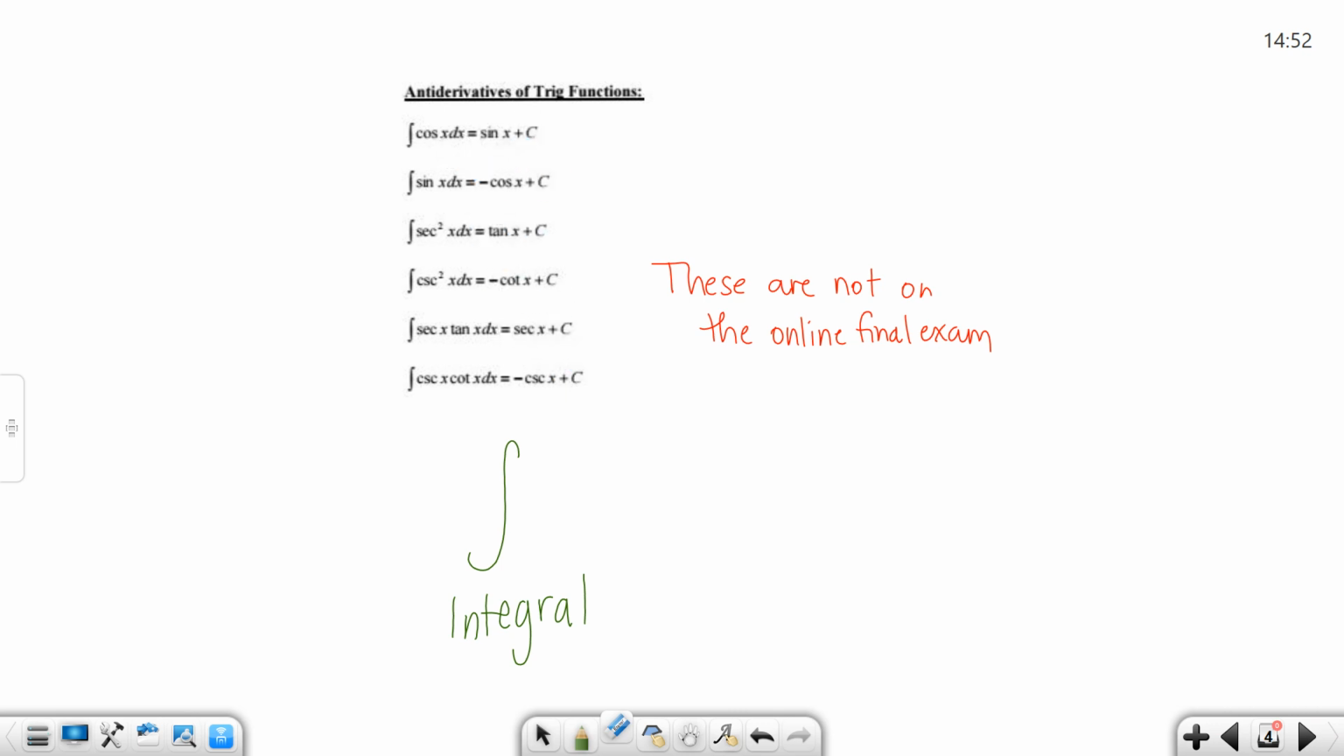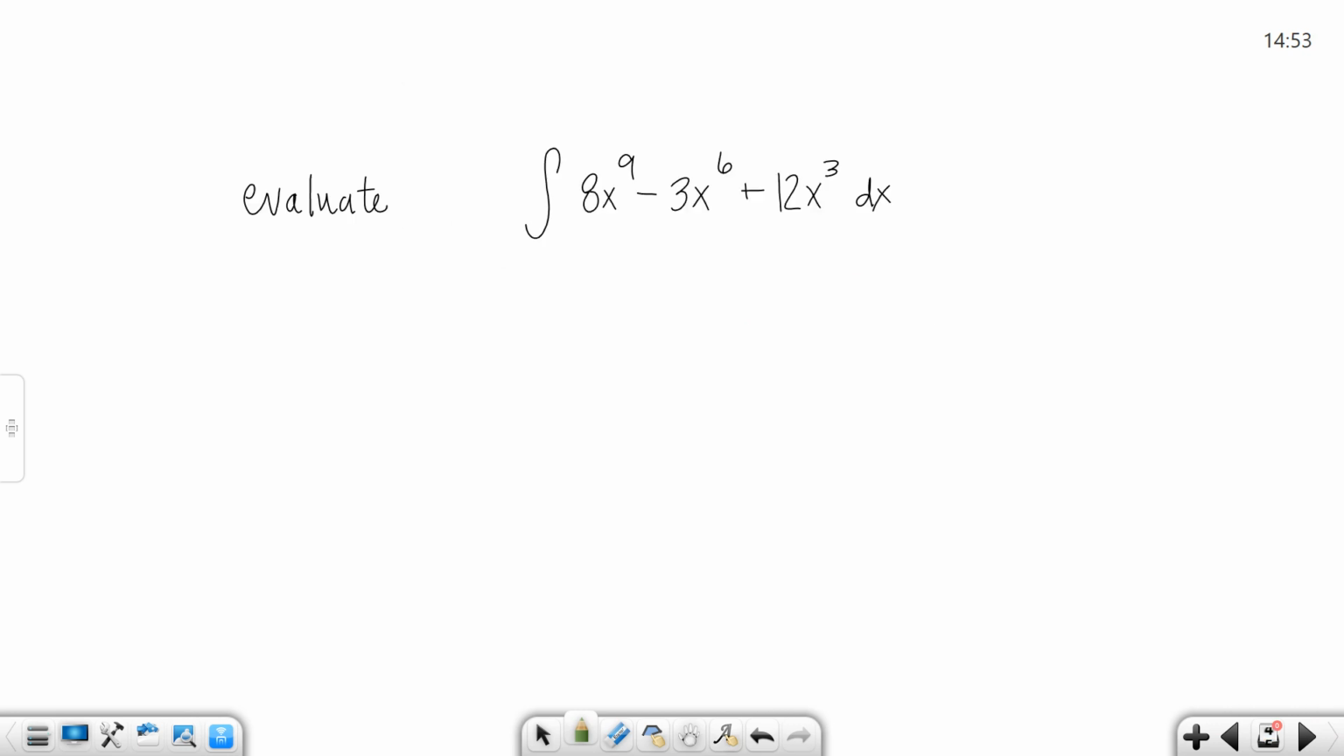You'll also see that these are not on the final exam. I don't want you to get it mixed up with the derivatives that are on your final exam. They will be on your quiz, but not your final exam. In your next slide, we'll actually start these types of problems.